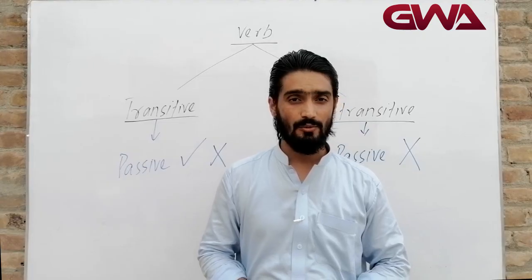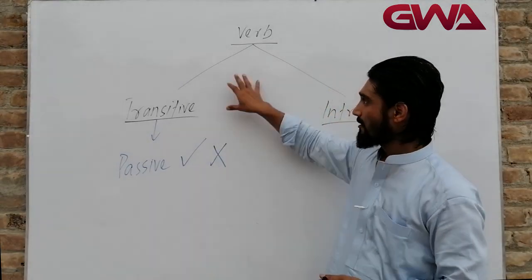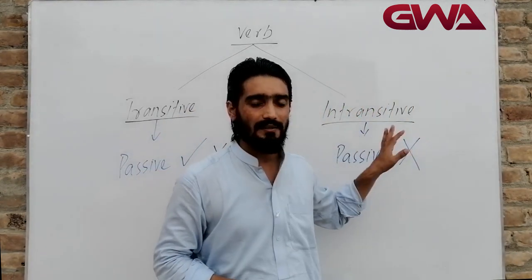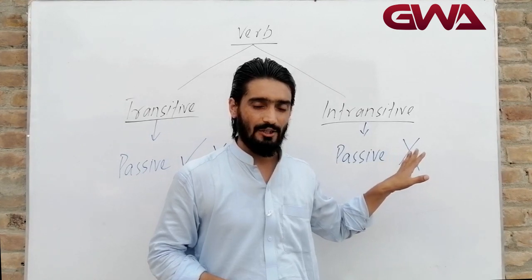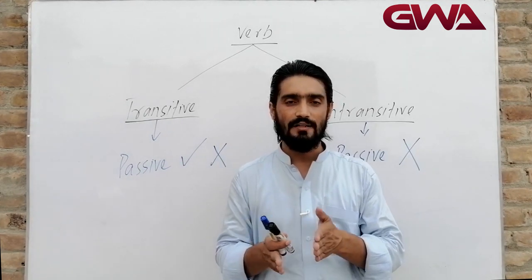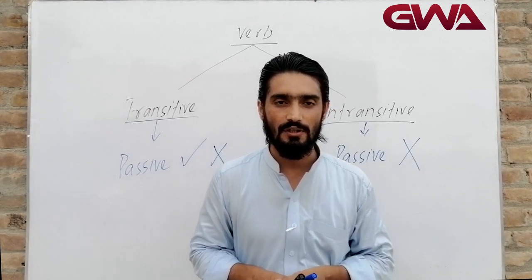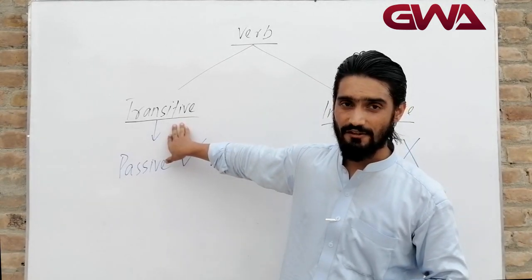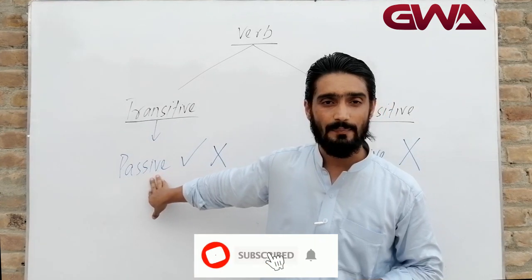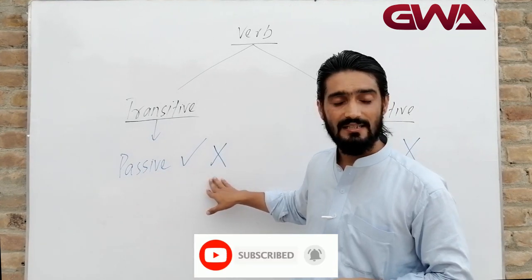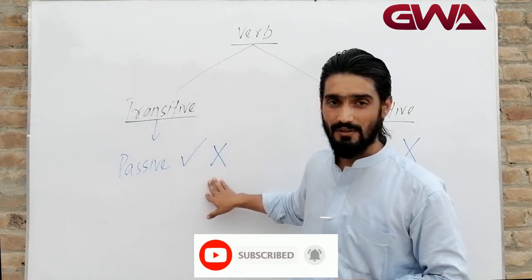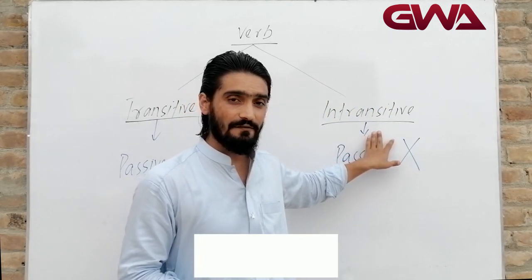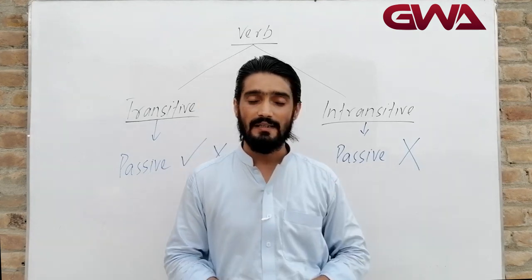Let's start with the verb. A verb can be transitive or intransitive. Before changing active voice into passive voice, we have to look at the verb. If the verb is transitive, sometimes the passive voice is possible and sometimes it is not possible. While if the verb is intransitive, passive voice is not possible.